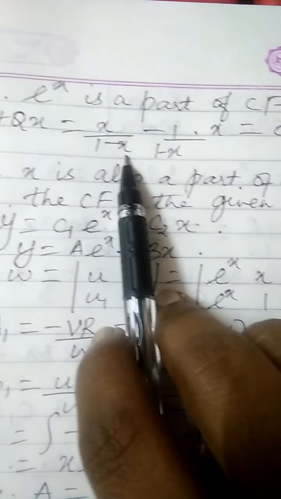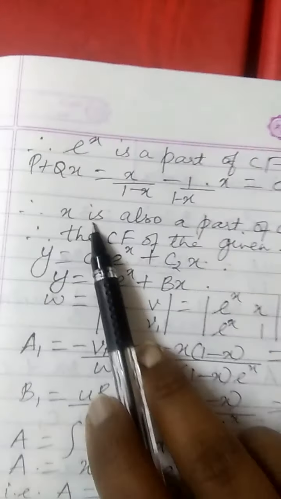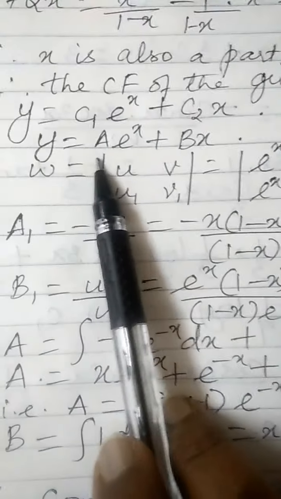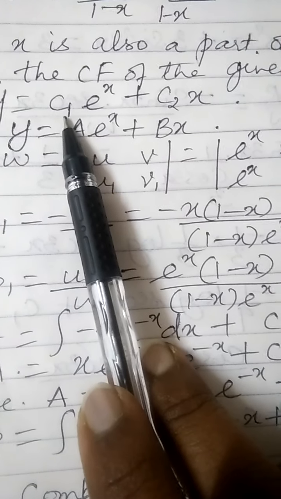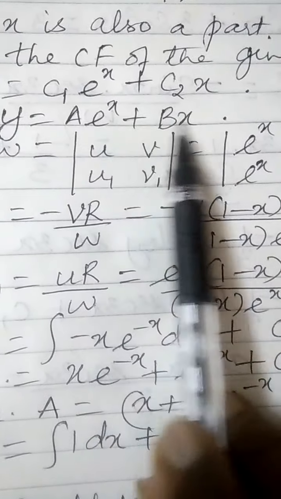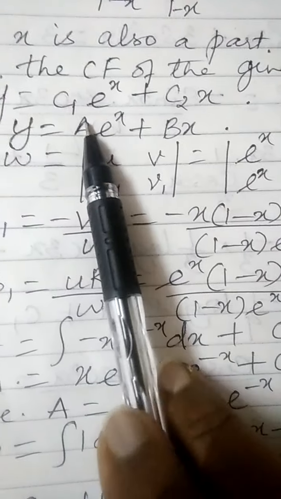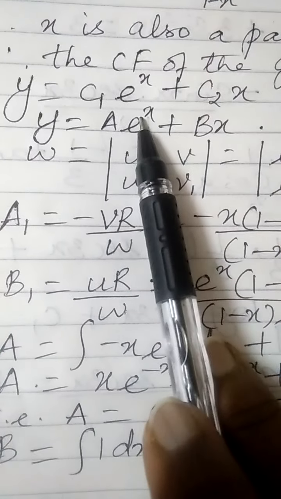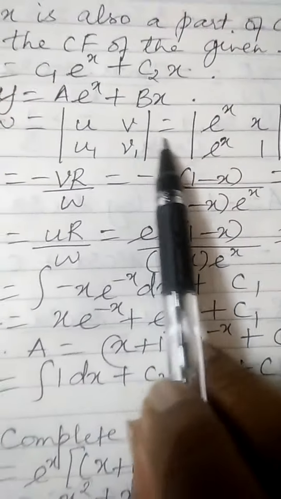Corresponding complementary function is e power x. P plus qx is equal to x by 1 minus x minus 1 by 1 minus x into x, equal to 0. Corresponding CF is x. Hence we can write the CF of the given equation as y equal to C1 e power x plus C2 x, and now we have to write C1, C2 as A and B and proceed further to find A and B. So y is equal to A e power x plus B x, where u is equal to e power x and v is equal to x.